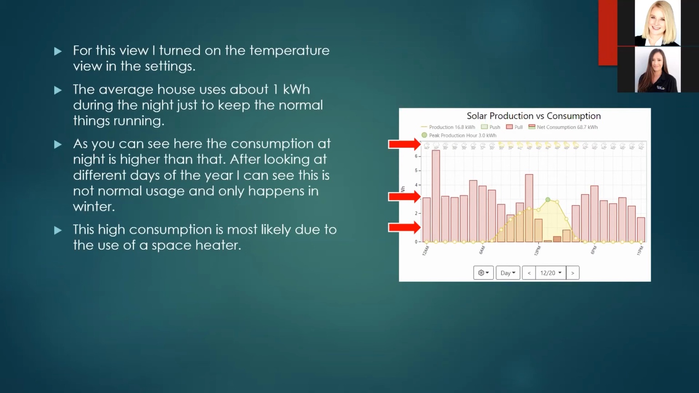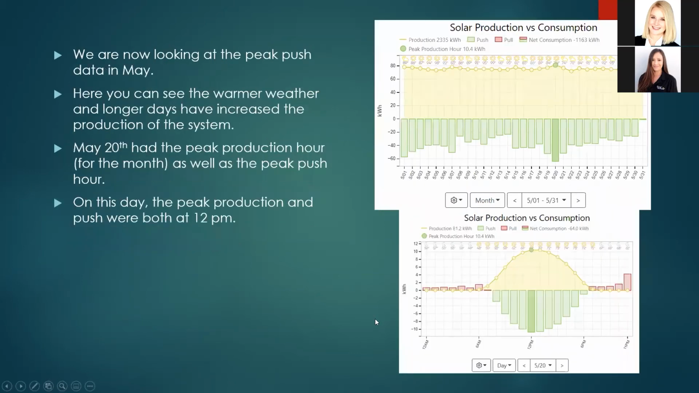An electric vehicle, we usually see somewhere between 6 and 8 kilowatt hours throughout the time that they're charging. So most of the time, we can determine what is pulling a lot of power based on the amount of energy that is being used.